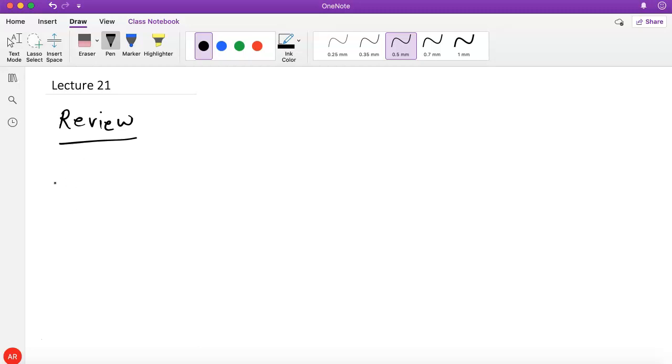In particular, we had fixed boundary conditions. The string is just attached to some fixed point that doesn't move. So that means that at that point, the displacement is always 0.